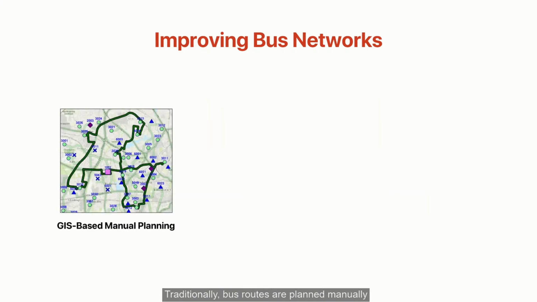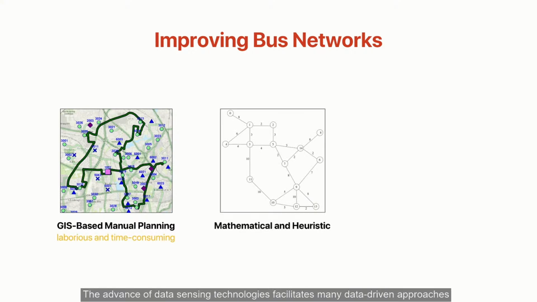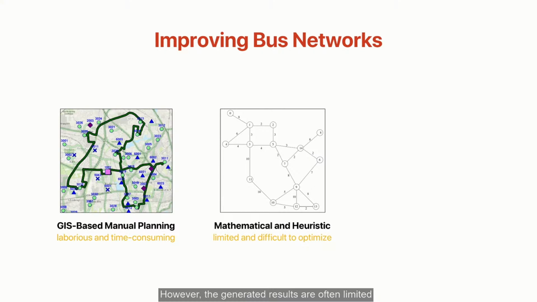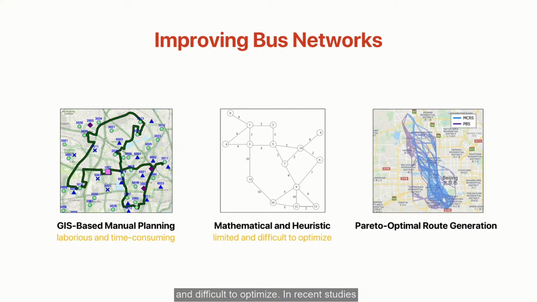Traditionally, bus routes are planned manually with GIS software, which is not very efficient. The advance of data sensing technologies facilitates many data-driven approaches. However, the generated results are often limited and difficult to optimize. In recent studies, Pareto-optimal route generation was proposed to make the planning procedures more interpretable and flexible.